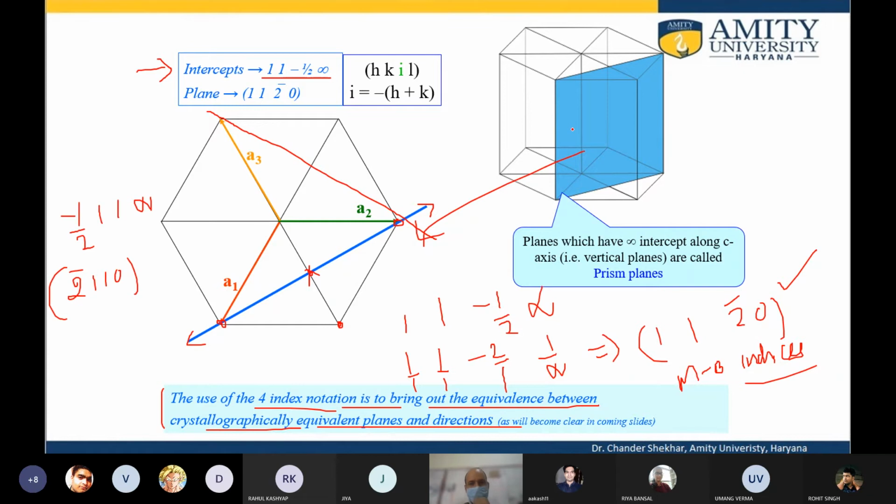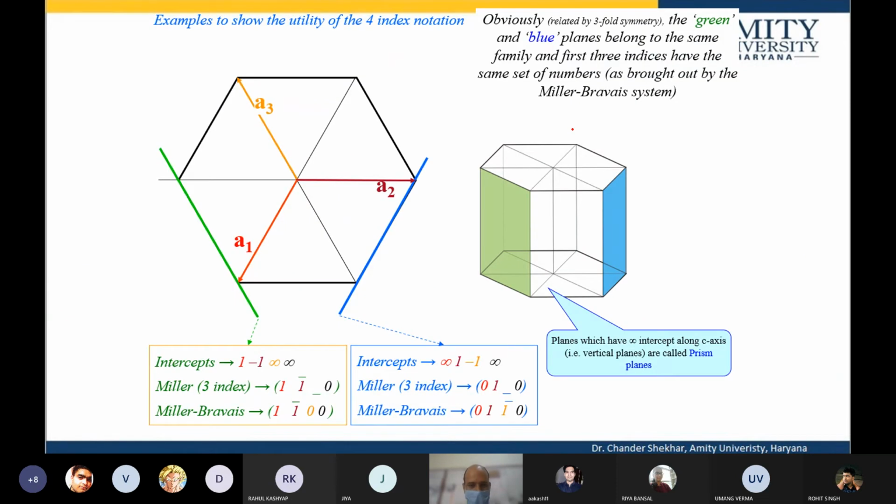So depending upon which is the plane, we can now easily find out the Miller-Bravais indices for the hexagonal lattice.